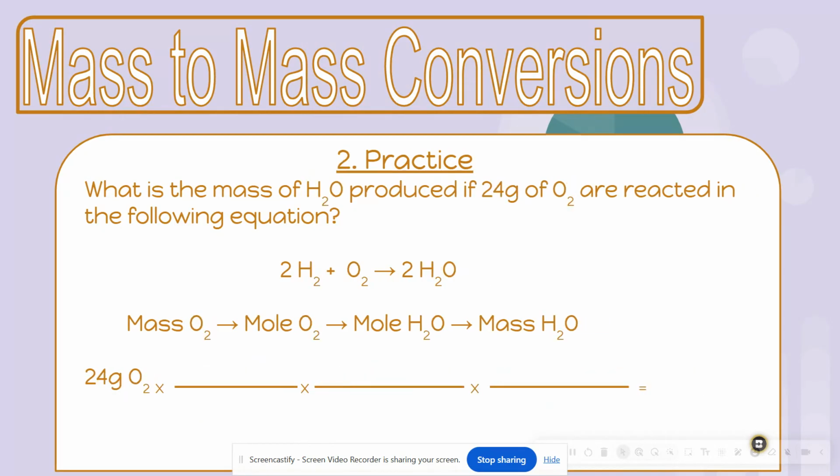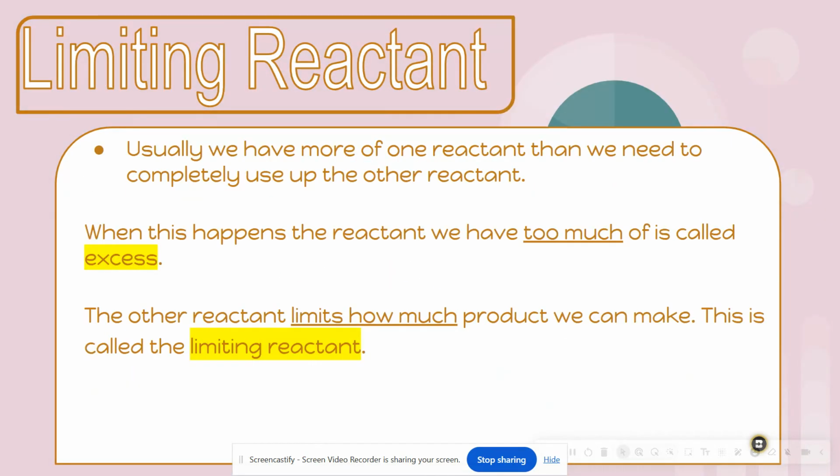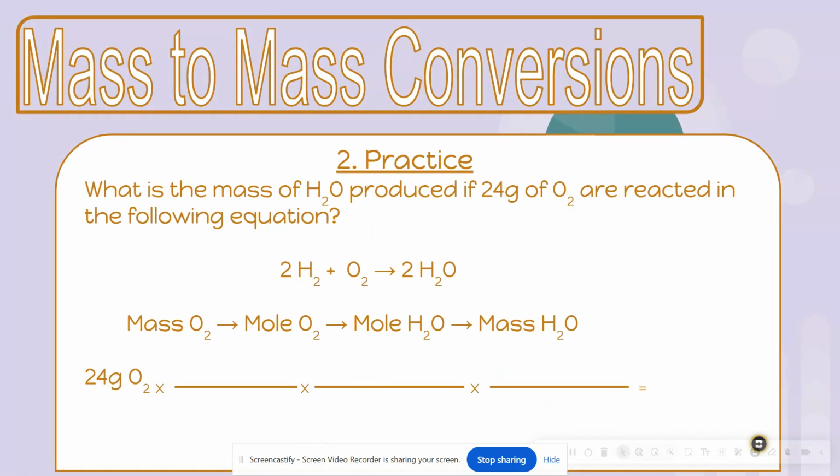Okay, pause the video for a minute, take a moment to practice this on your own. You're going to find the mass of H2O produced if you had 24 grams of oxygen. Okay, I hope you solved that fairly easily. This will be our last slide. I can pull up our answer here.